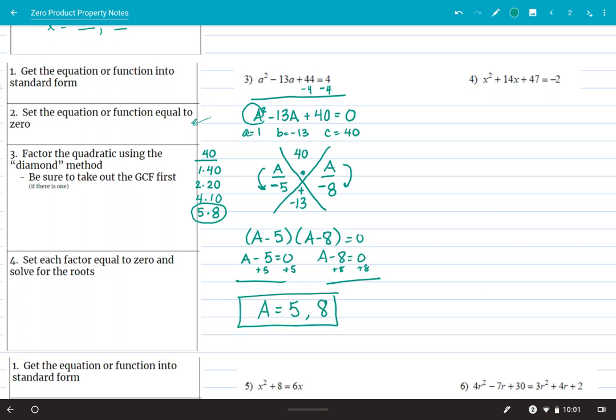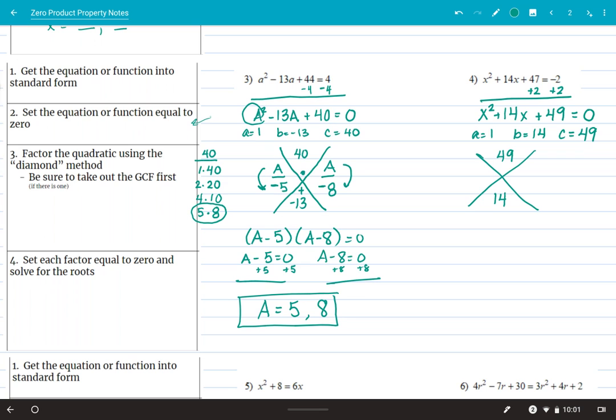All right, next one, same exact thing. Add 2, because we want it to equal 0. X squared plus 14x plus 49 equals 0. A is 1, B is 14, and C is 49. Do your diamond. A times C goes on the top. B goes on the bottom.